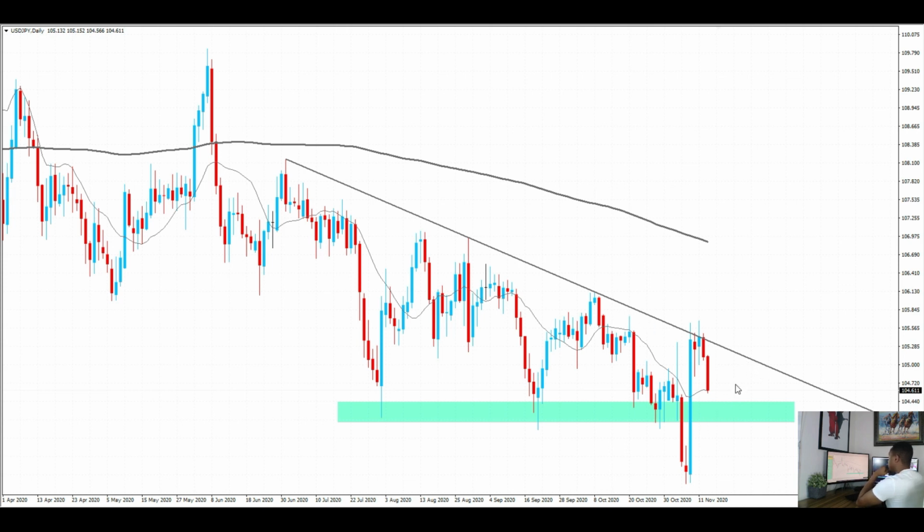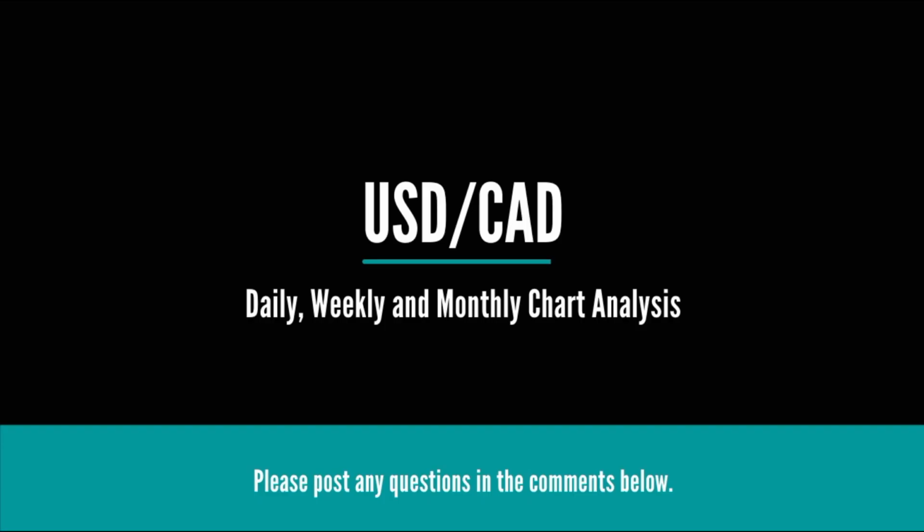And if you do see a breakout of the trend line, again, there's a lot of room to the upside. So again, bias is still to the upside for this one if you do hold at this area, and only looking for buys for next week for USD JPY. And next we've got USD CAD.